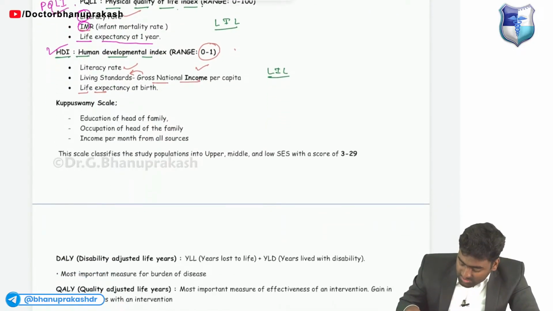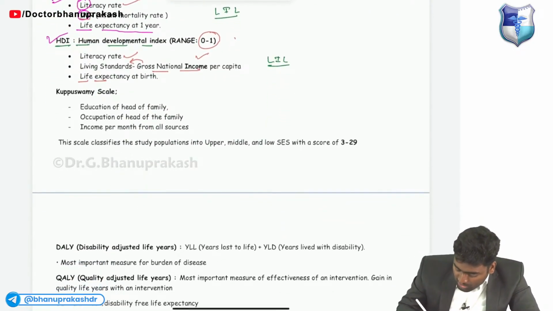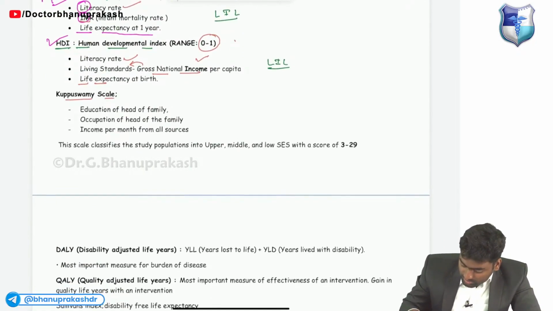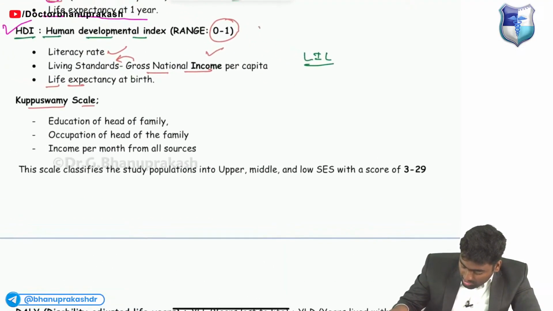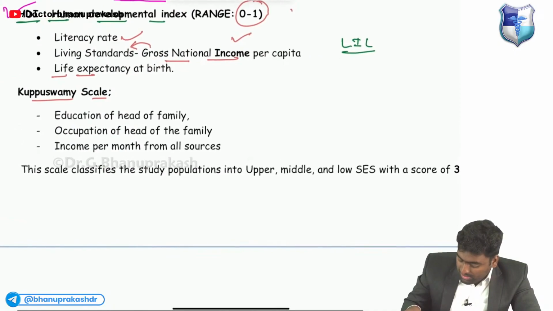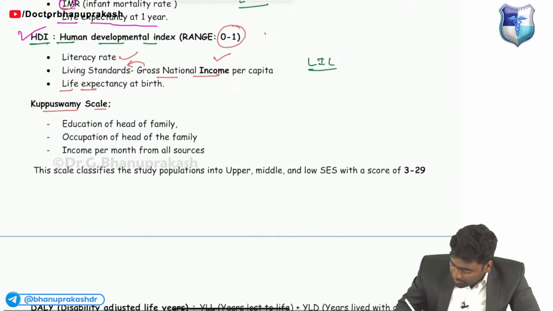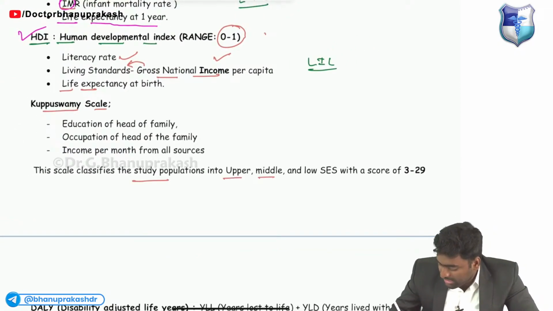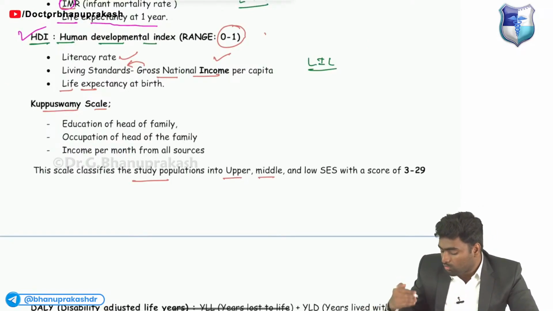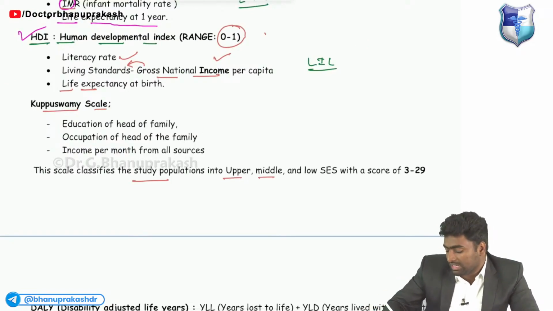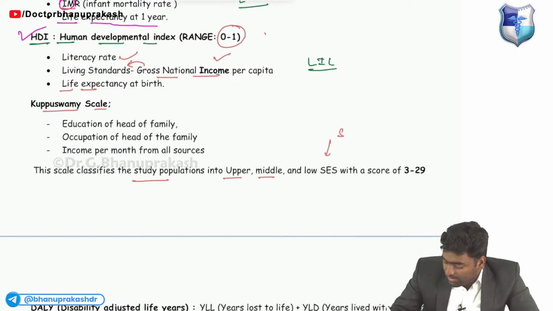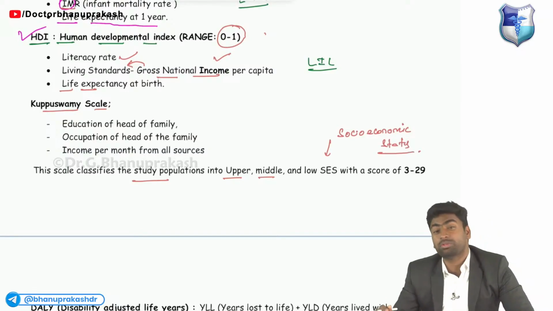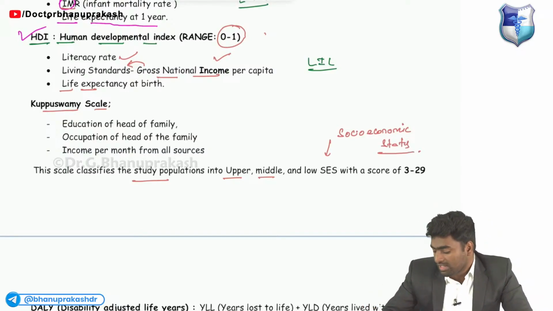Next, one more scale. It is known as the Kuppuswami scale. This Kuppuswami scale is used to tell which class the population belongs to, like upper class, upper middle class, lower middle class, or lower class, based on their socio-economic status. The score will range from a minimum of 3 to 29.